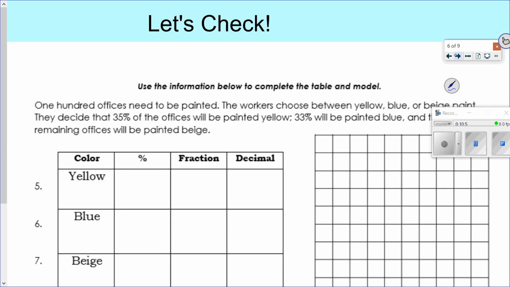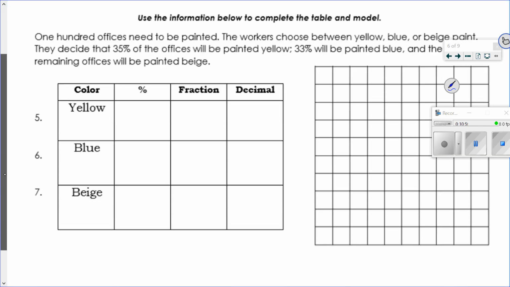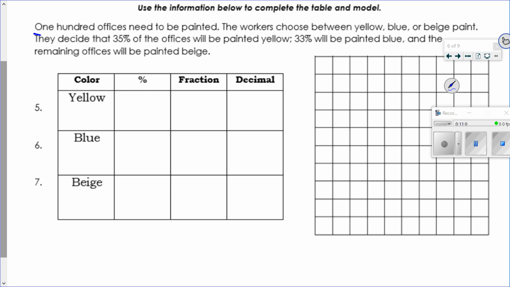The next one. 100 offices need to be painted. The workers choose between yellow, blue, or beige paint.